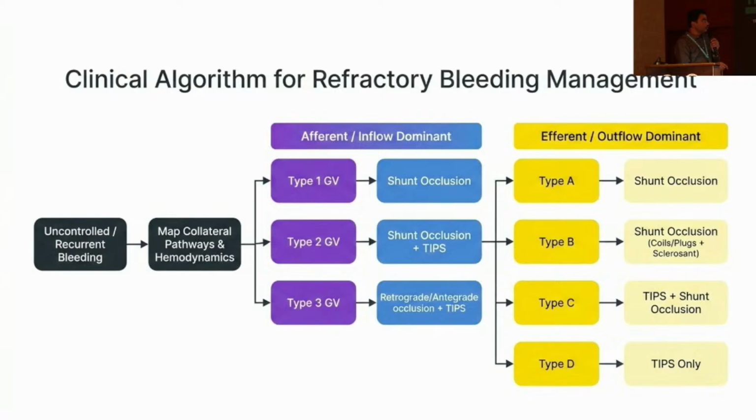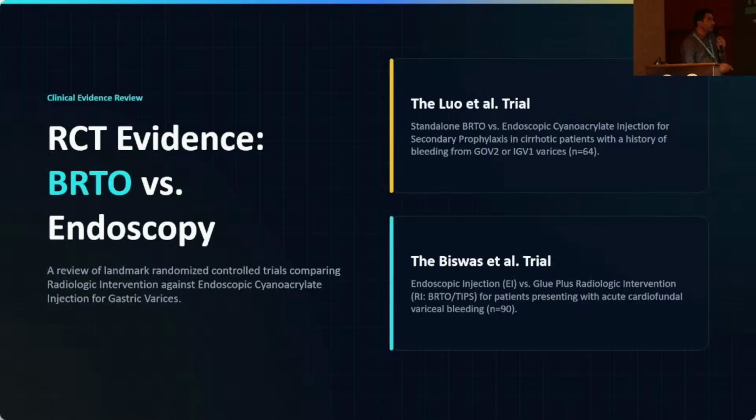In type 2 afferent and type C efferent, we have to combine TIPS and BRTO. In type 3 afferent and type D, where there is no shunt, only collateral, TIPS is the only treatment which we can offer.